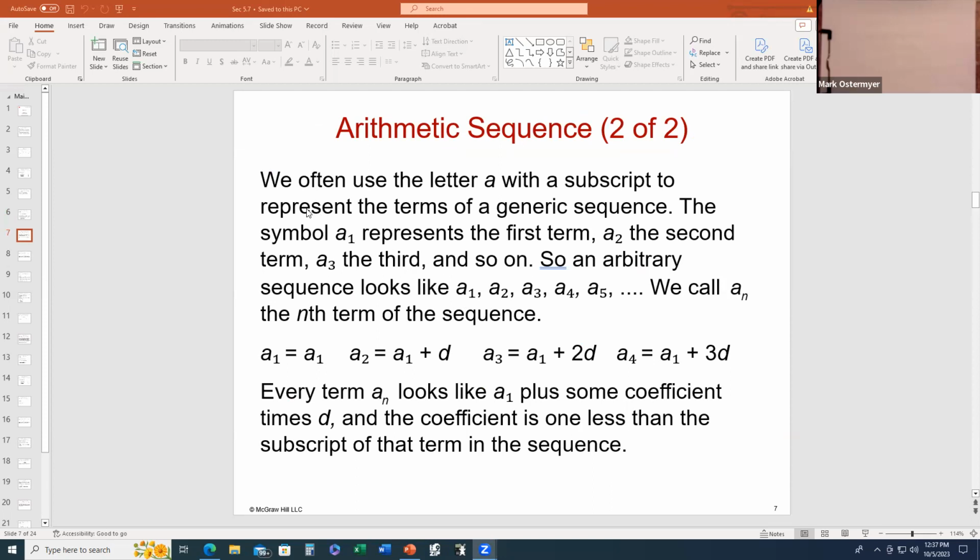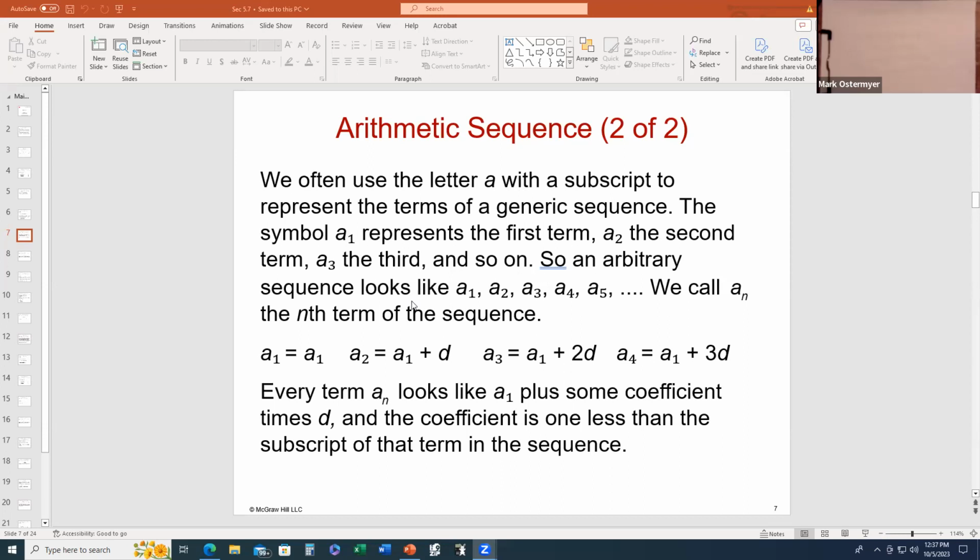All right, normally, symbolically, we like to use lowercase letters to represent terms of a sequence, and a is usually a favorite with most textbooks. The symbol a_1 represents the first term, a_2 represents the second term, a_3 the third term, and so on.